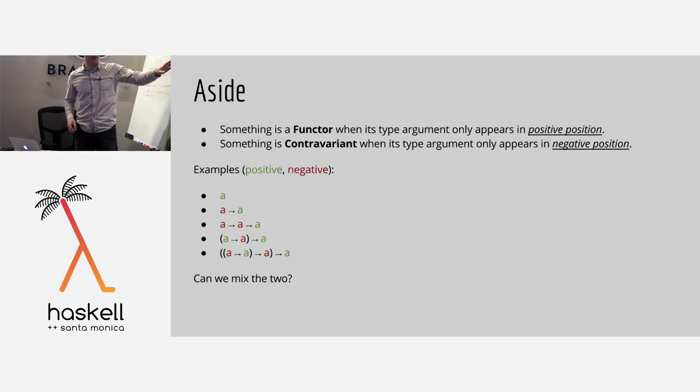So what does positive and negative position mean? Well, something is positive if it appears on the left-hand side of an even number of function arrows. Okay, so let's write this out.